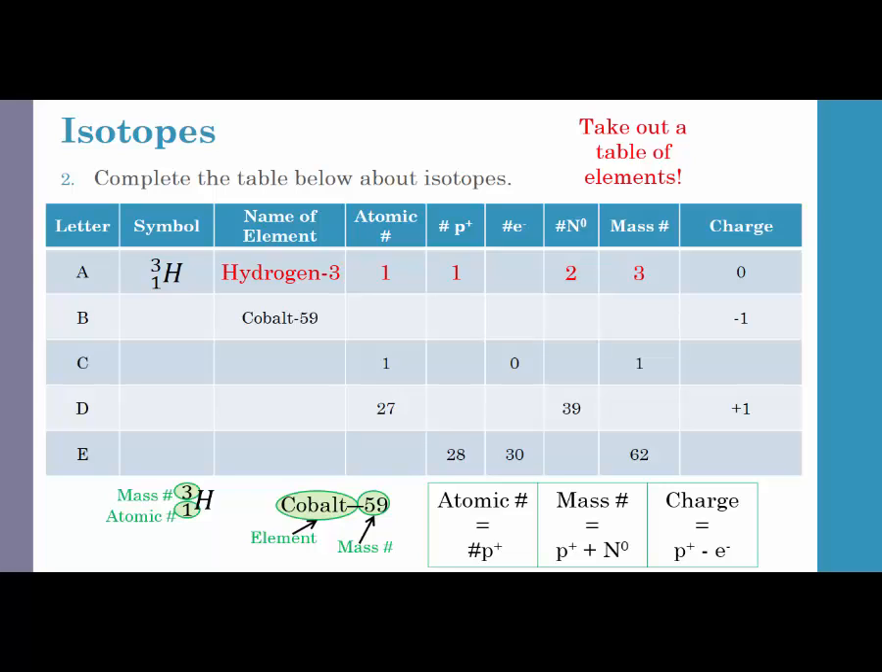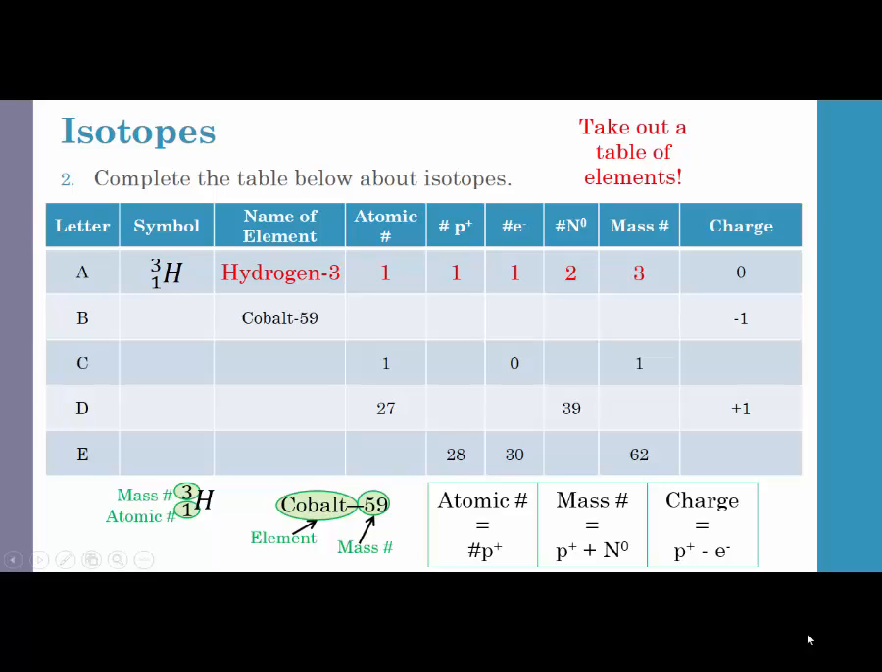To figure out the number of electrons, we need to look at the charge. For this particular atom of hydrogen, there is 0 charge. It's neutral. So that means that I need to have an equal number of protons and electrons. You can think of it as this: 1 proton minus some number of electrons is equal to the charge, which is 0. The only number that does that is 1.